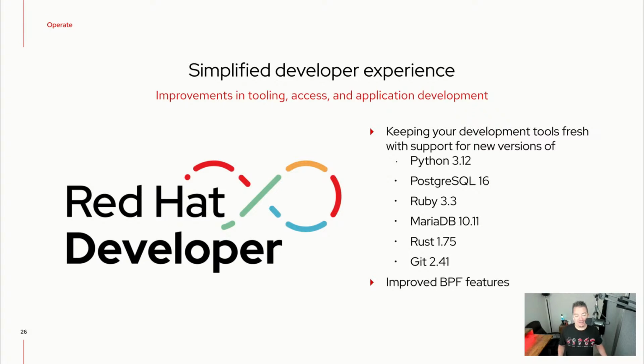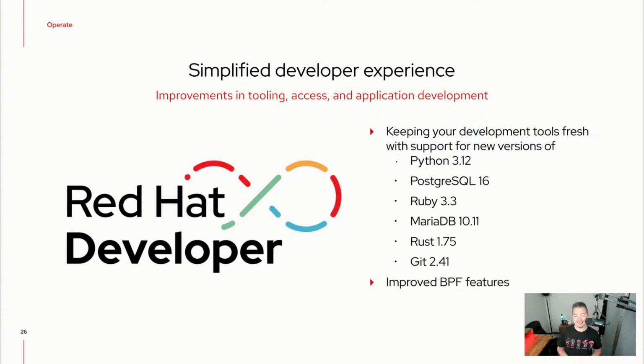RHEL wouldn't be much to work with if we didn't have development tools, and a lot of them got a fresh coat of paint for this release. So in 9.4, we've got support for SQL 3.12, PostgreSQL 16, and a host of others, as well as improved BPF features. Scott, in the chat, if you could remind me what BPF stands for, it's Berkeley Packet Filter, I believe, but has a lot going for it in the performance monitoring tooling space.